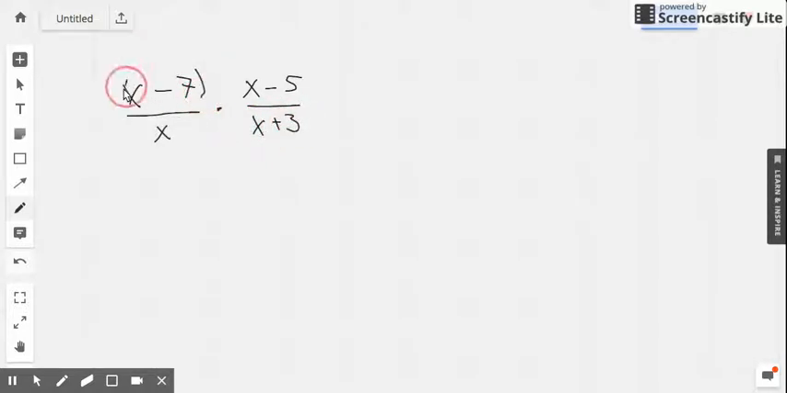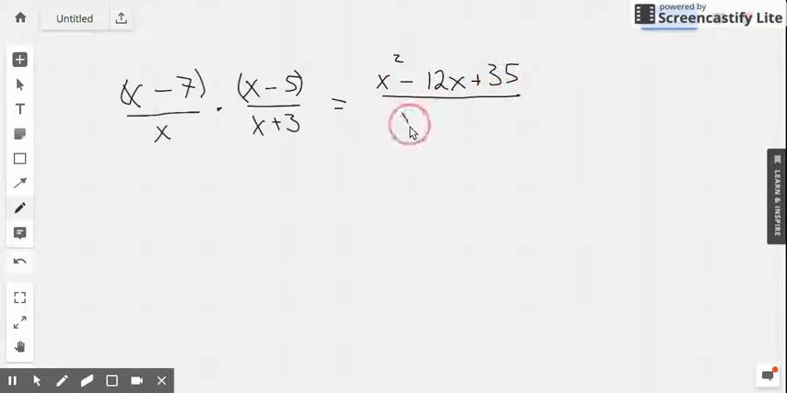However, when we multiply across the top, keep in mind that these are like grouping symbols, so we have to do FOIL here. So we have x squared minus 12x plus 35. On the bottom, x squared plus 3x. No other cancellation can be done. We can just leave the answer like that. The only thing to include is what excluded values there are, and in this case, x cannot equal 3, x cannot equal 0. And those are our excluded values.